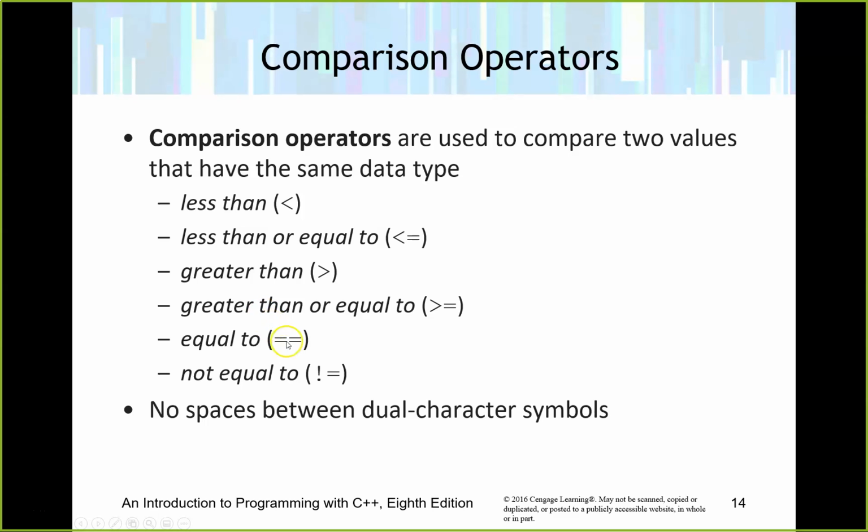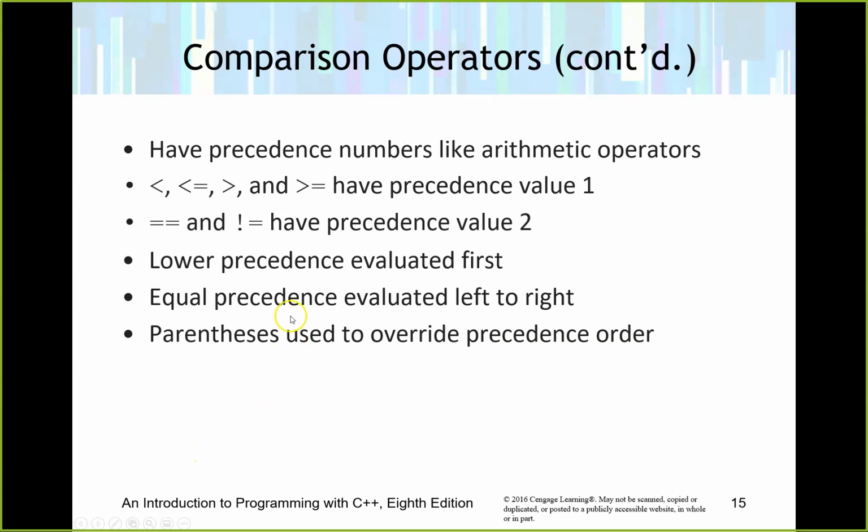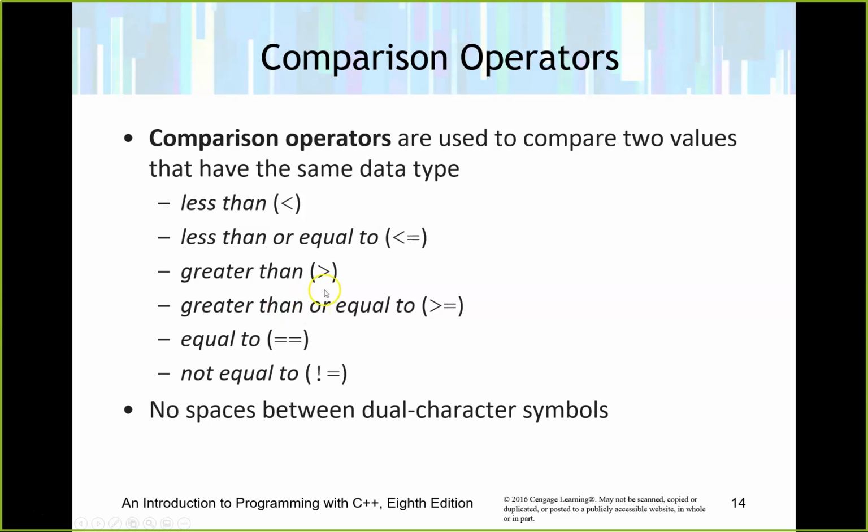This double equal sign means, like, if A equals B, you need to put in the two equal signs. If you don't, it'll assign B to A. So if you write if A equals B with one equal sign, B will get assigned to A. That's why you need the double equal signs. Again, we talk about this. And then this is not equal to.